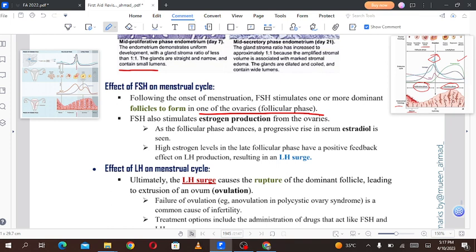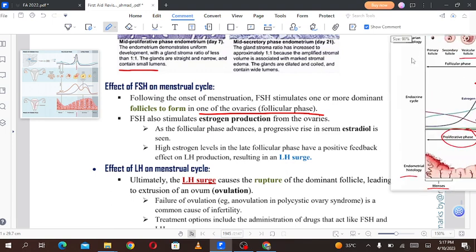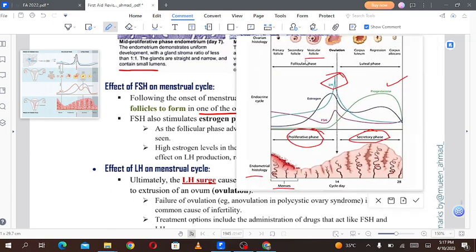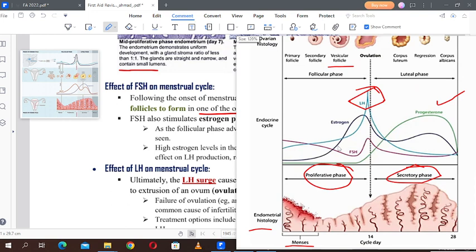If I could highlight this picture, you will be able to appreciate the follicular phase over here. As you can see, FSH has started rising over here, and that helps the follicular phase by stimulating the growth of the follicles.